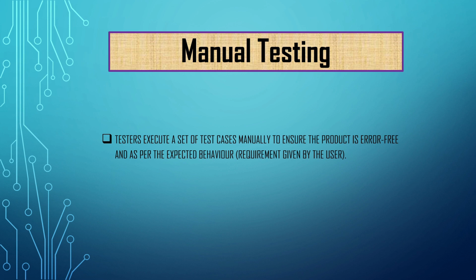Next, let's talk about manual testing. Manual testing is something like as a tester you are executing a set of test cases manually. Here you are not using any automation tool, nothing, no coding knowledge is required. So you are just testing it manually to ensure if the product is error free, whether your actual result is meeting your expected behavior, whatever you receive from your user. So this is called your manual testing.